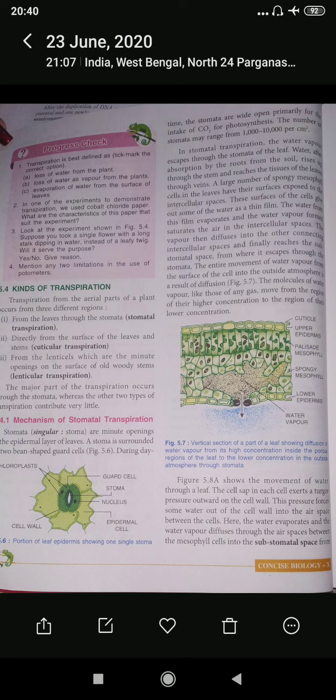Generally, what happens in the terrestrial habitats, the atmosphere is less humid than the air in the air spaces. The exception is in the rainy seasons. Consequently, vapors from the air spaces diffuse out into the atmosphere along a concentration gradient. Obviously, this opening and closing of stomata will also control the rate of transpiration.